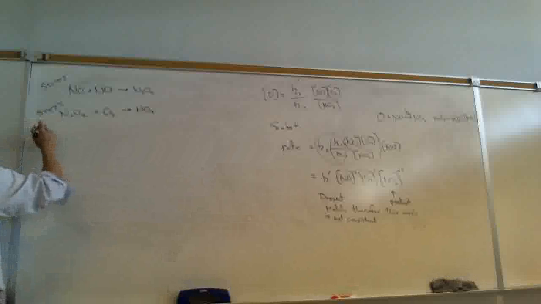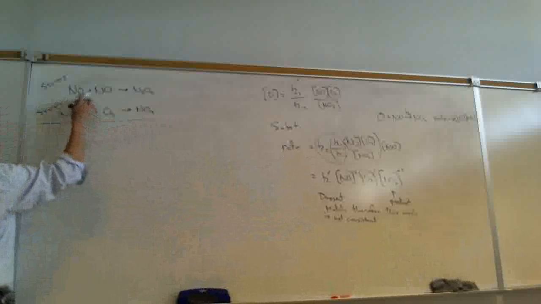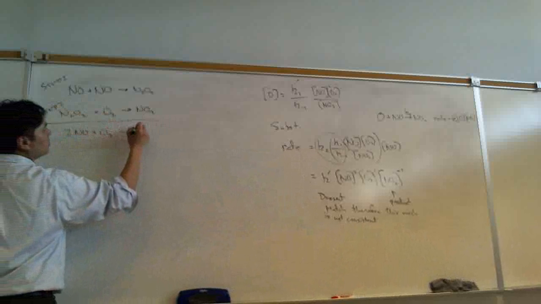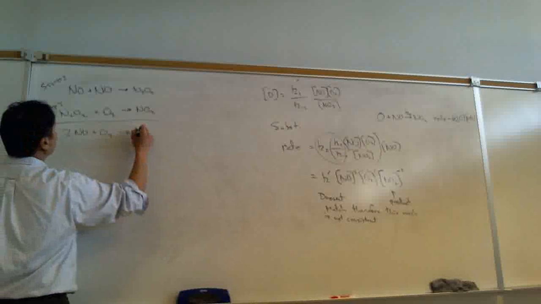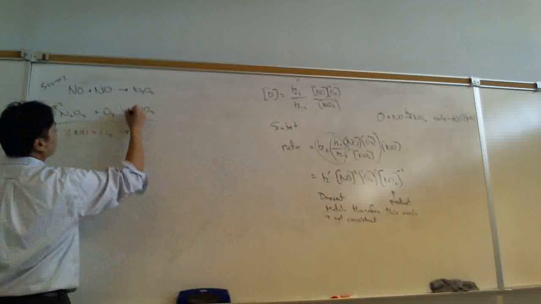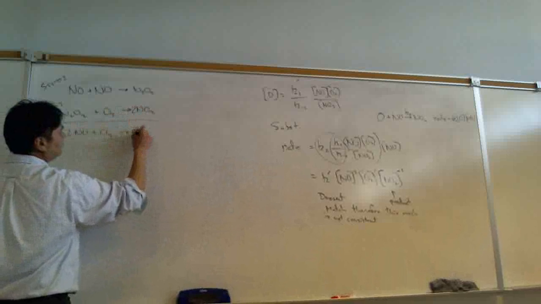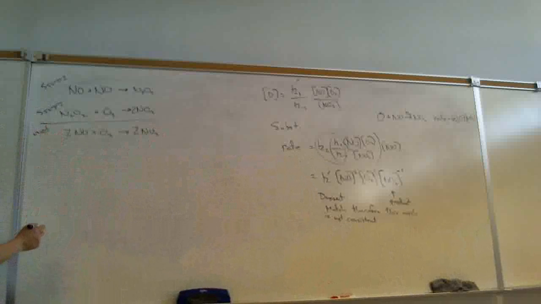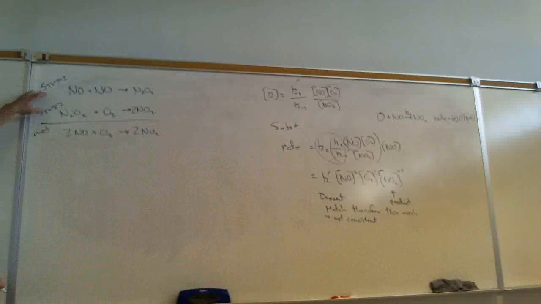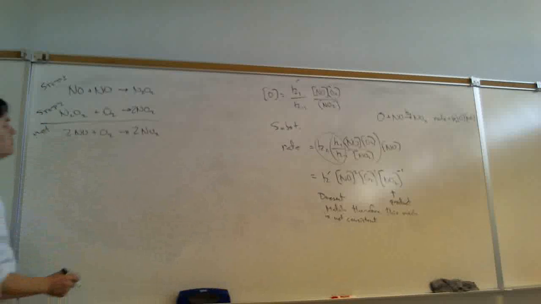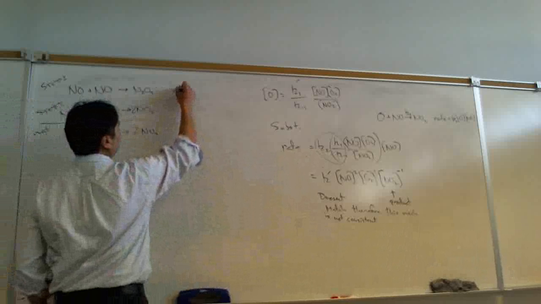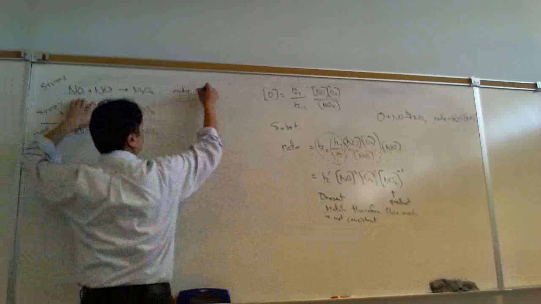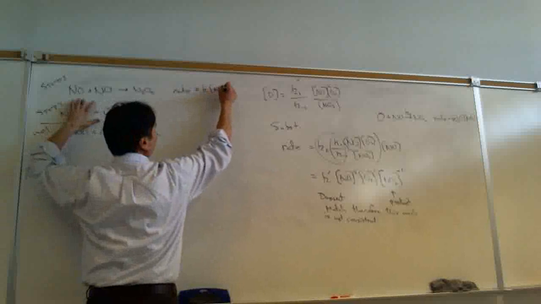And so if I take these two steps and add them together, I'm going to get the net reaction, 2 NOs plus O2 yields 2 NO2s. And so the sum of the steps of the mechanism must equal the net overall reaction, which it does. And then we look at the rates. The rate based on the first step would just be K1 NO squared.